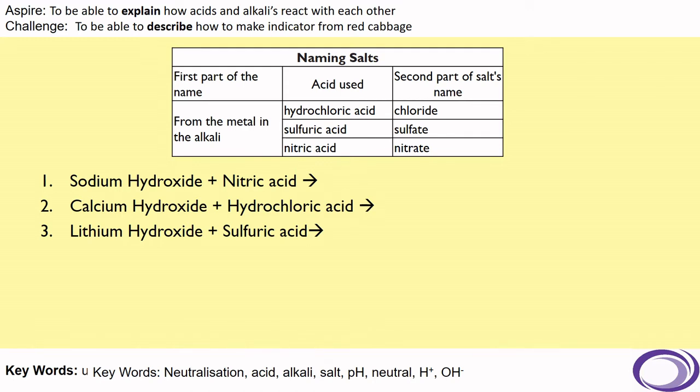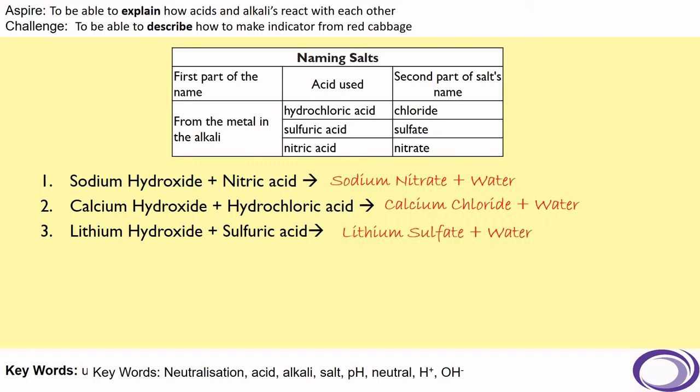So sodium hydroxide plus nitric acid would make sodium nitrate and water. Calcium hydroxide and hydrochloric acid would make calcium chloride and water, and lithium hydroxide and sulfuric acid would make lithium sulfate and water.